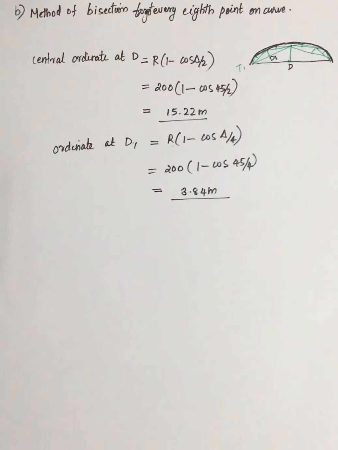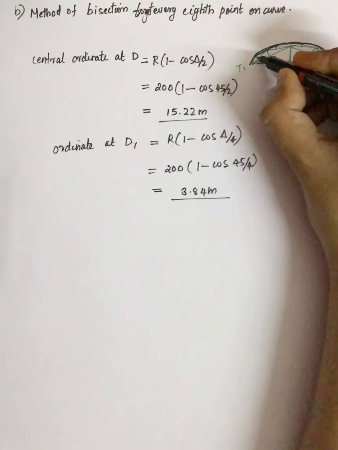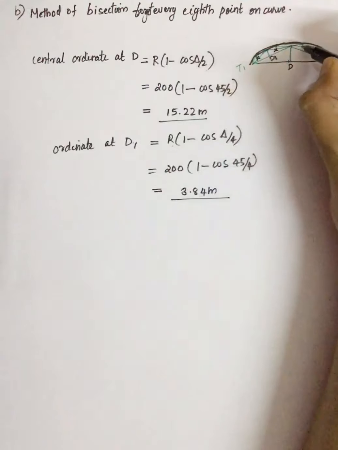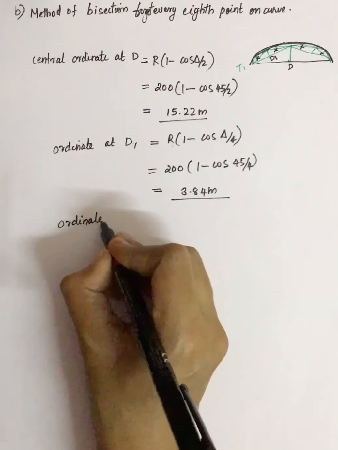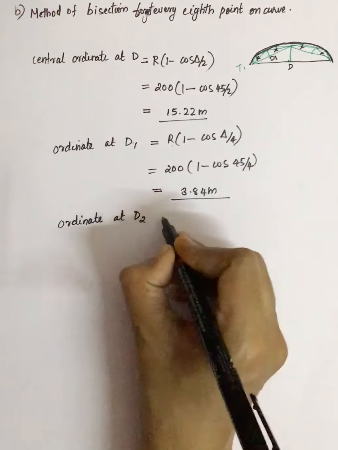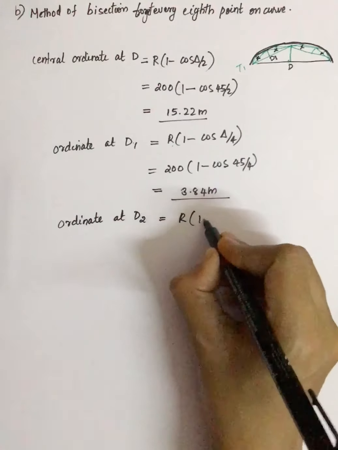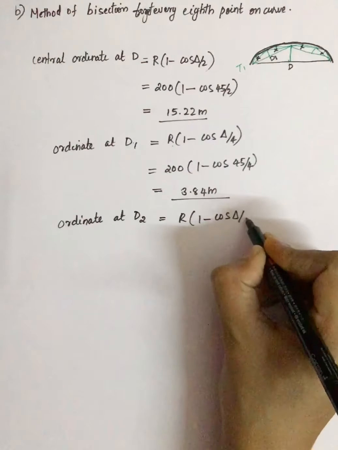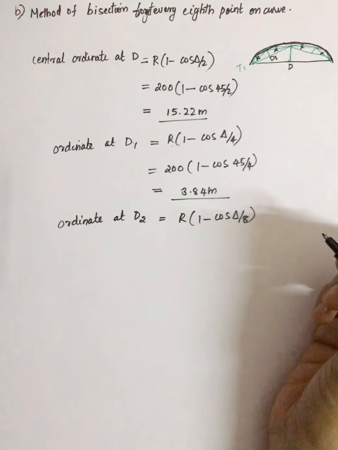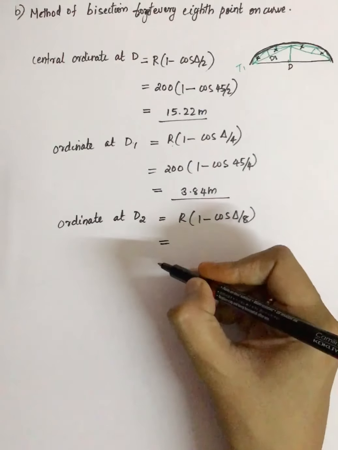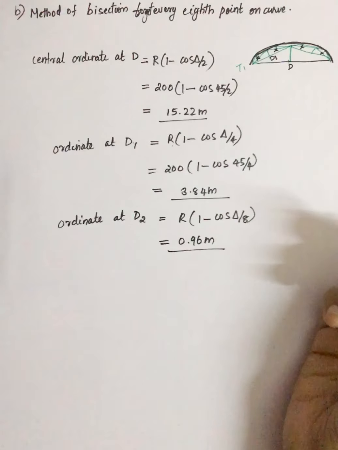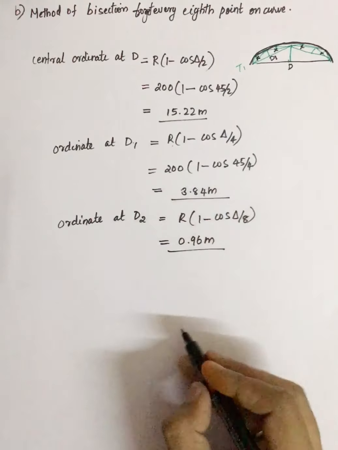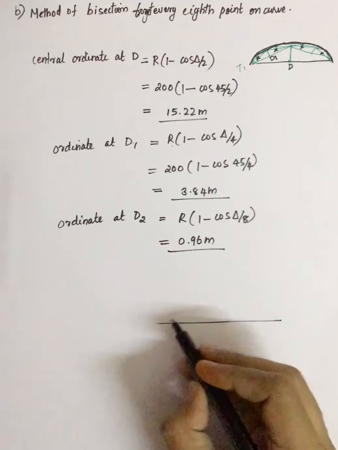Now you need to calculate the ordinate at D2. Where is D2? This point, this point, this one, and this one. That is D2. So the ordinate at D2 is equal to, the equation remains the same, delta by 8 will come. Okay, when you substitute you will get it as 0.96 meters. Okay, so this is a long chord.